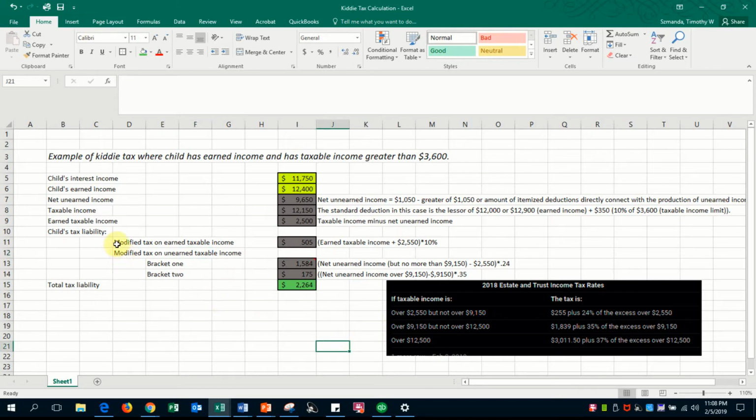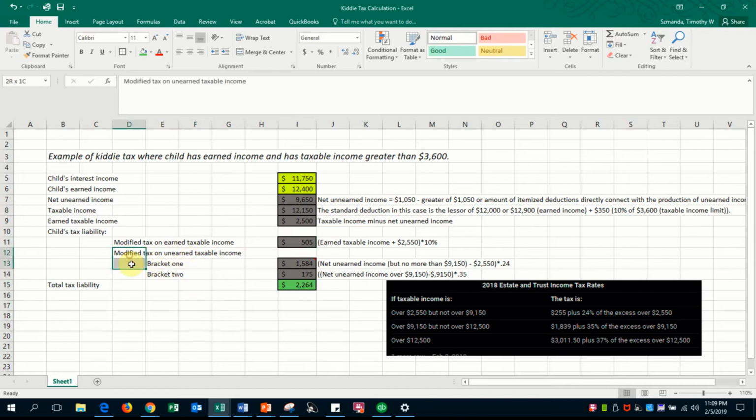Okay, so let's first calculate the modified tax on the earned taxable income. So in this case, it's going to be the earned taxable income of $2,500, and to that we're going to add $2,550, which is given to us, and then we're going to multiply that by that 10% special rate, and we wind up then with $505 tax on the earned taxable income.